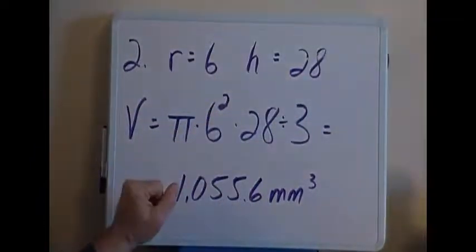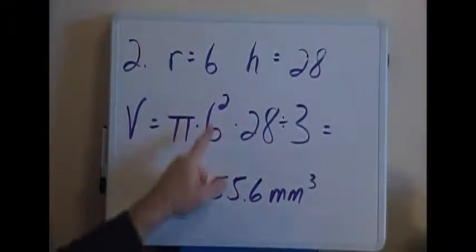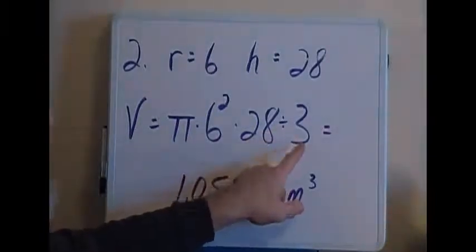Problem number 2 has a radius of 6, a height of 28. The volume, therefore, for this cone is pi times the radius squared, 6 squared, times the height of 28, divided by 3 because it's a cone.